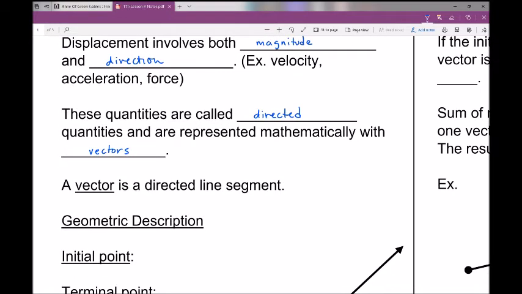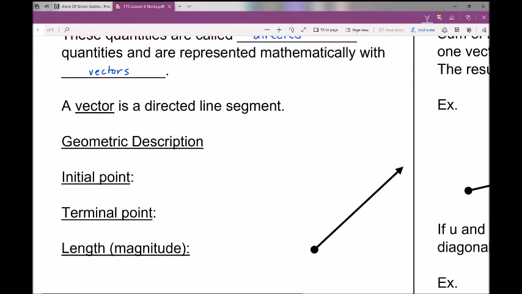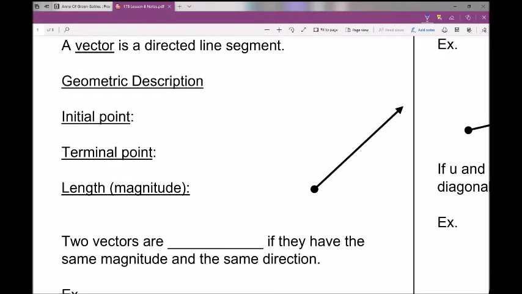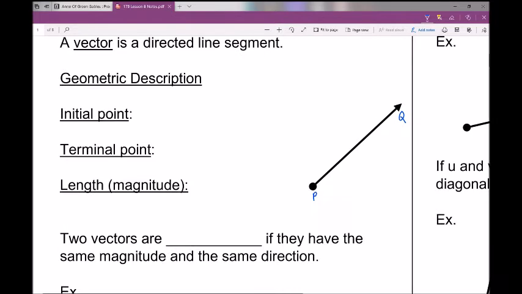And vectors are kind of cool because you can look at them in a few different ways. So first we're going to look at it geometrically just so you can get some idea of what we're doing, and then we're going to move on to some actual algebraic computations. So for a geometric vector, we have an initial point. Let's say this is our vector to the right. Let's call this point P and that point Q. The initial point will be point P, and that's where the vector starts. The terminal point will be Q, and that's where the vector ends.